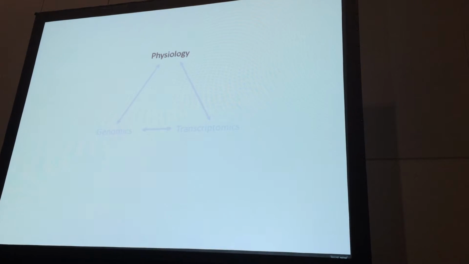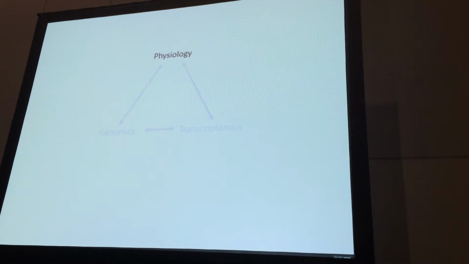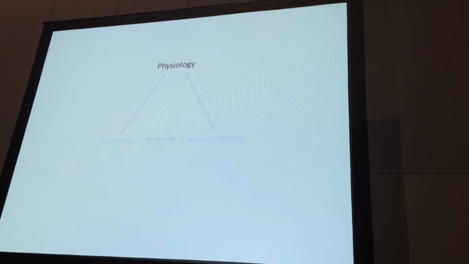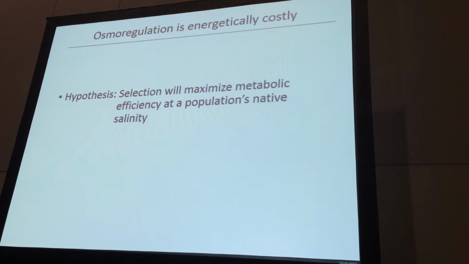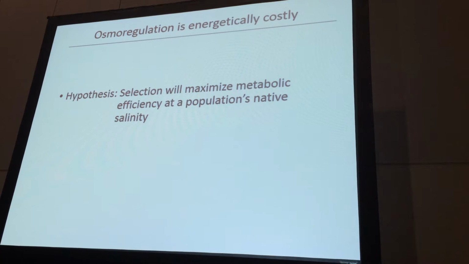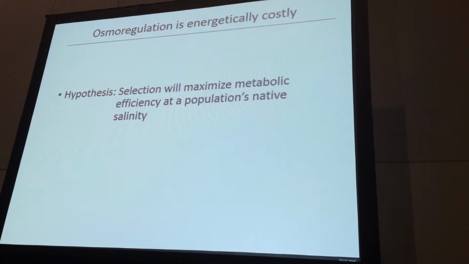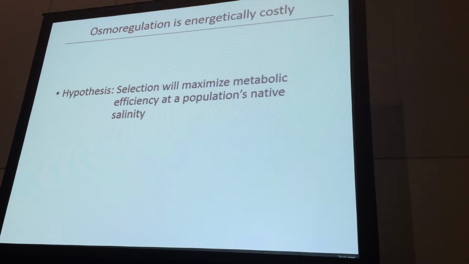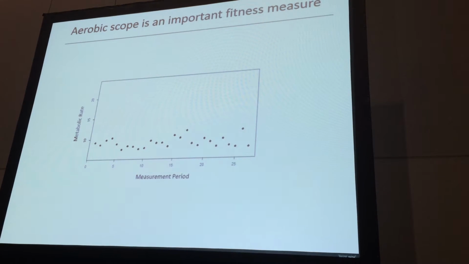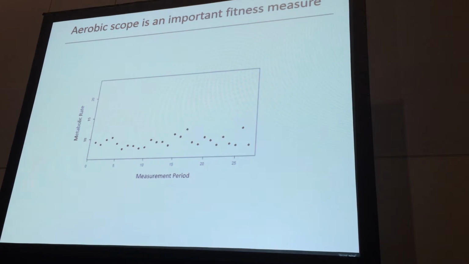So next we can look at broader measures of fitness and more pure physiology, isolated without any transcriptomics. We know that osmoregulation is energetically costly, and so we might hypothesize that selection should maximize metabolic efficiency at a population's native salinity. To do this, we can look at aerobic scope. Aerobic scope is an important fitness measure in many organisms.